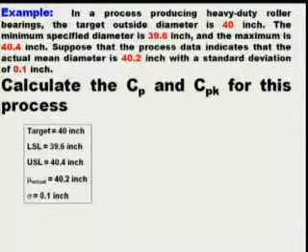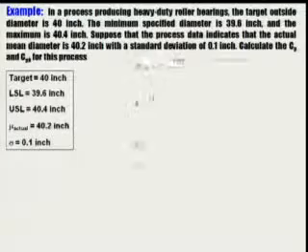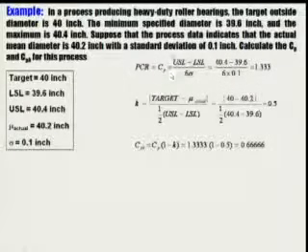We first calculate our CP value. And we know that the CP is the upper spec limit minus the lower spec limit, divided by 6 sigma.